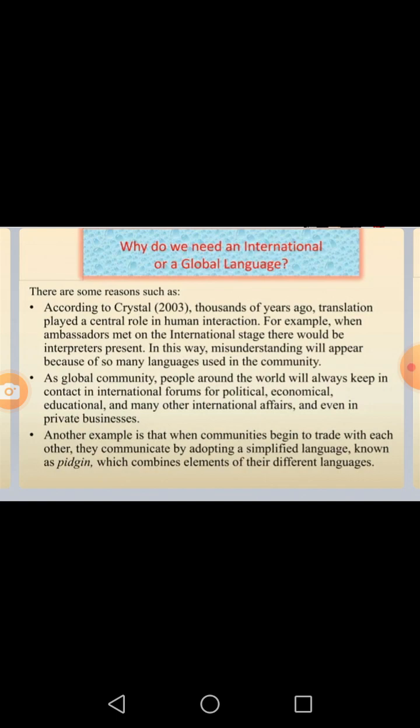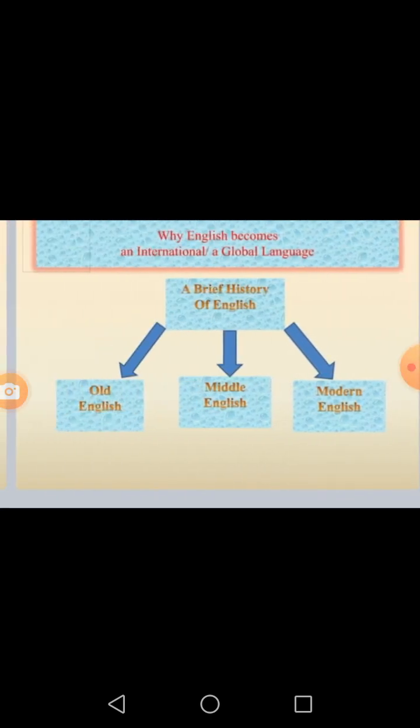With interpreters present in this way, misunderstanding will appear because of so many languages used in the community. As a global community, people around the world will always keep in contact in international forums on political, economic, educational, and many other international affairs, and even in private business. Another example is when communities began to trade with each other. We know pidgin as a language used for trading with different countries or different people, which combines elements of their different languages.